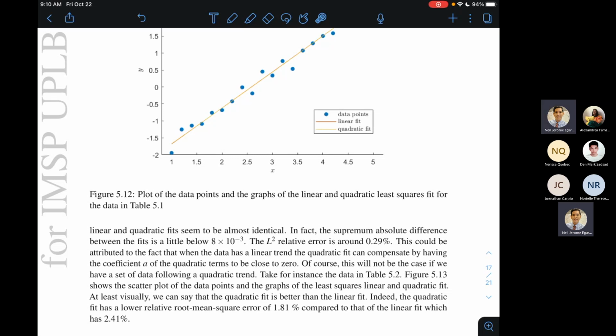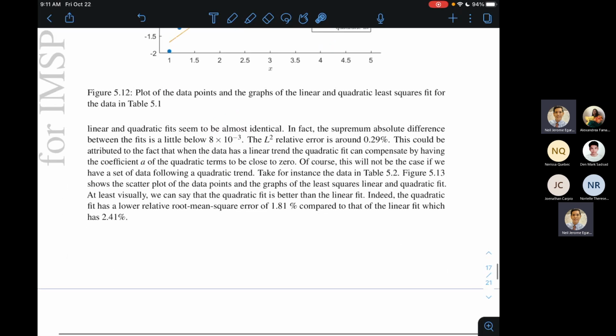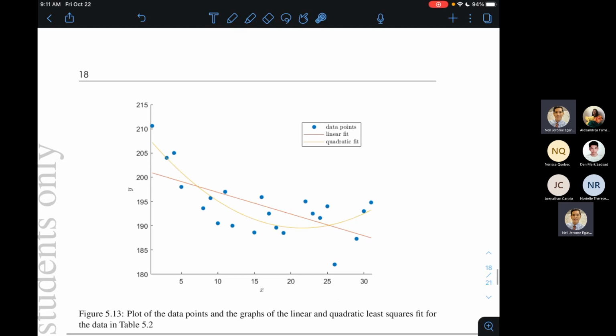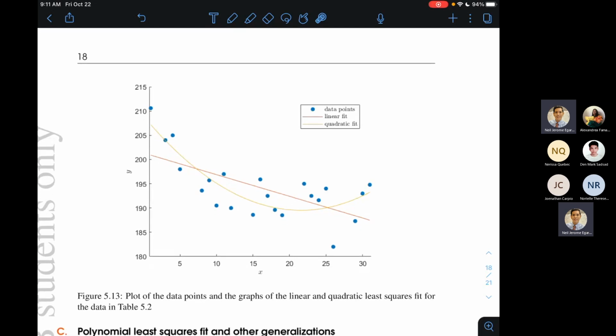Iba na pala yung nandito sa figures sa baba. But the converse doesn't happen. Because if we will try to get a linear fit using the data, the Jollibee stock prices that we have, na inassume natin to have a quadratic trend, ito yung makukuha natin, yung nasa figure 5.13. Yung red, siya yung linear fit, yung yellow, siya yung quadratic fit.